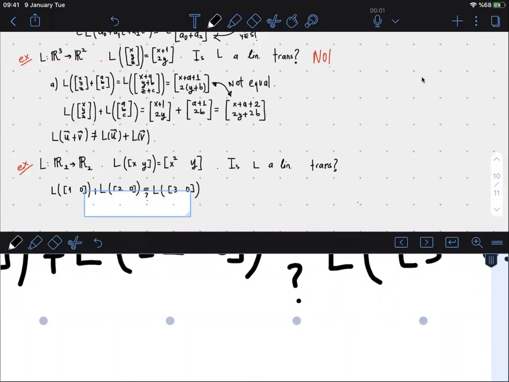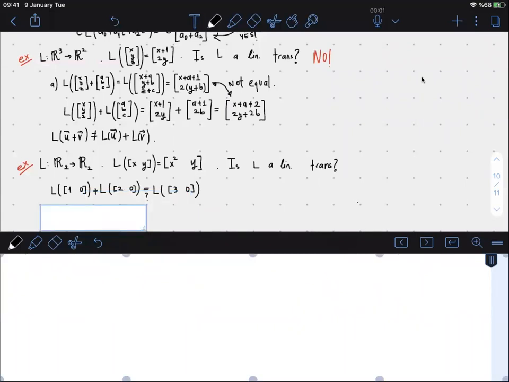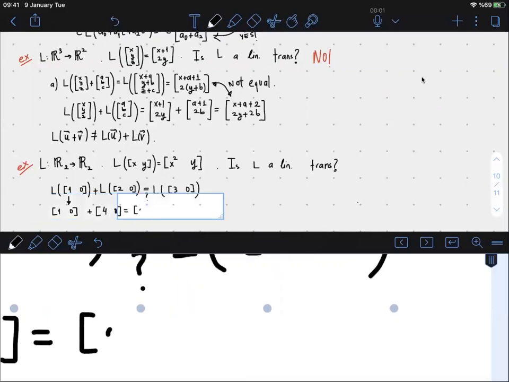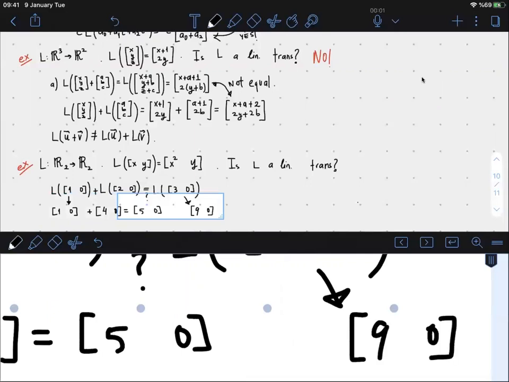So what is L10? L10 is 1 and 0, right? Plus, what is L20? It is 4 and 0. So this answer is 5 and 0. But what is L30? L30 is 9 and 0. So these two things are not equal.